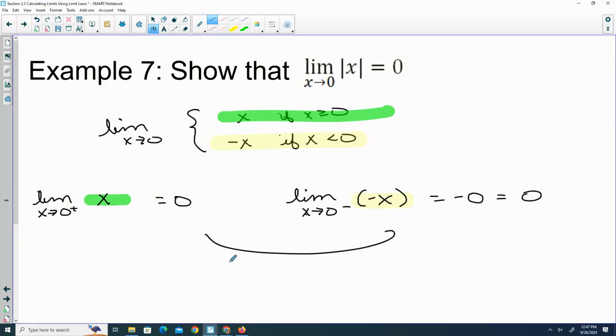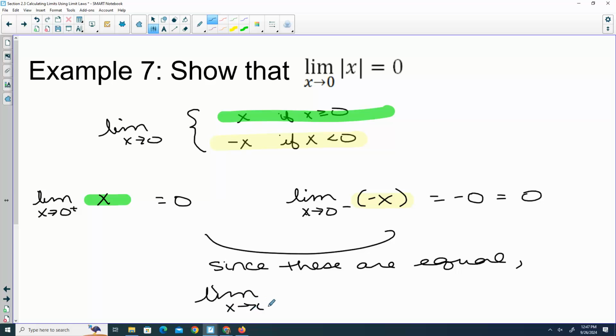So since these are equal, we have shown that the overall limit as x approaches 0 of the absolute value is equal to 0. And we should believe that. We know an absolute value graph is like a V. As I'm coming in from both the left and the right, don't those go to the same point? Yeah, so we can see it from the graph as well. All right, let's try another.